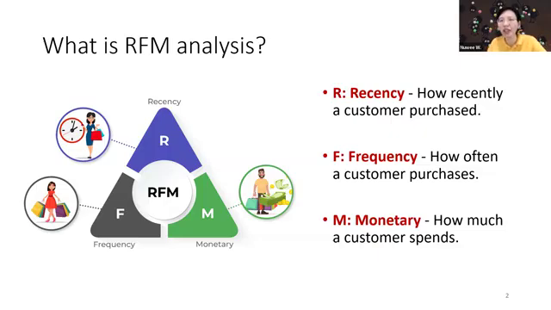Finally, the M stands for monetary. Monetary is money, right? So it evaluates how much the customer spends at the shop. Together, these three dimensions give us a comprehensive view of how customers engage with our shop or our stores, right?